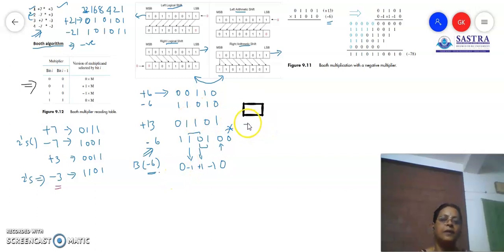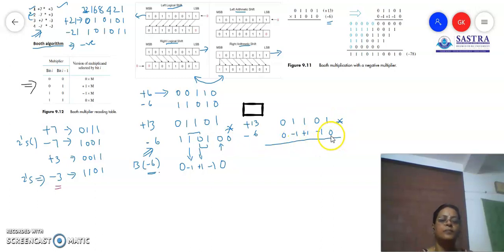So again I will repeat, for plus 13, the number that is to be written is 0, 1, 1, 0, 1. Okay. And then for minus 6, we have applied Booth encoding, and this number has to be written. So it is going to be 0, then here minus 1, then here plus 1, then minus 1 and 0. So now we have to perform multiplication on these two operands. How are we going to do that?